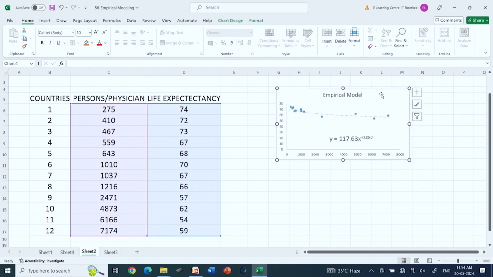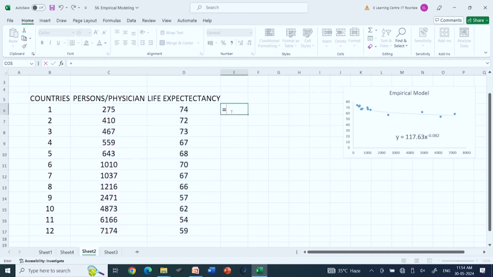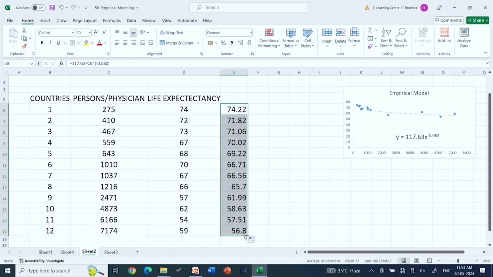I reduce this a bit and then I calculate. This is equal to 117.63 multiplied by x to the power minus 0.082. Okay, and I get these values. I calculate them, then I calculate residuals.